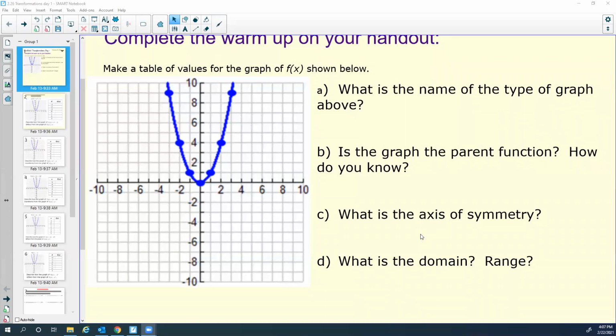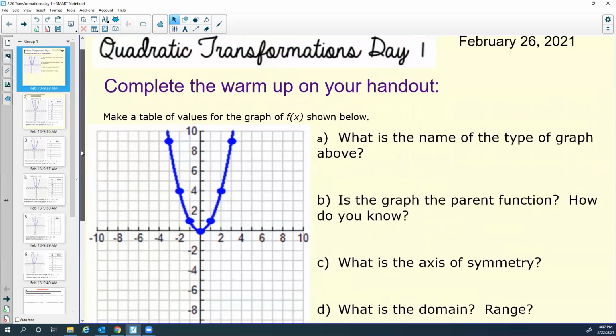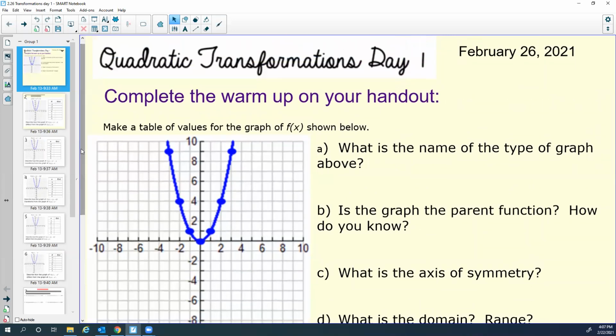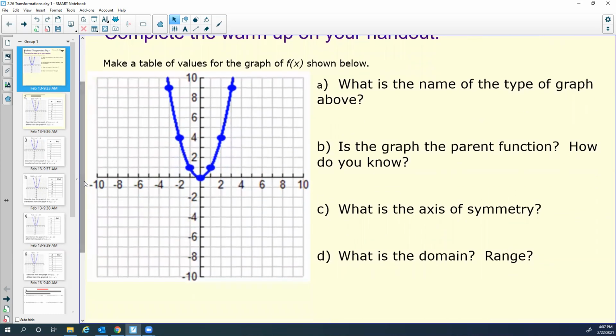All right, everybody, so we have a new set of notes for today. We are talking about quadratic transformations. Today is February 26th. Make sure you update that in your table of contents. So first things first, I want you to look at this graph and answer these questions.